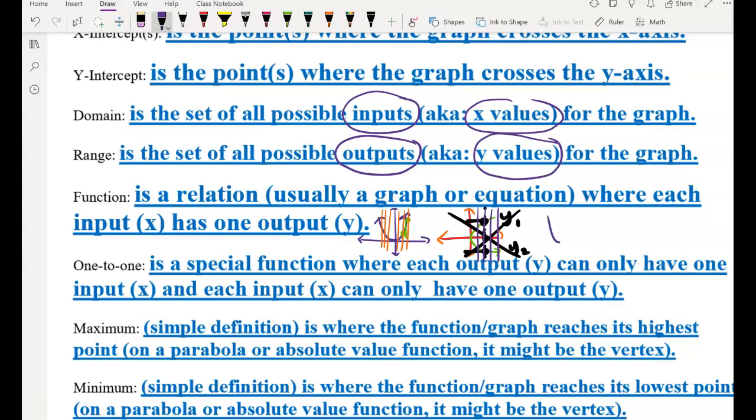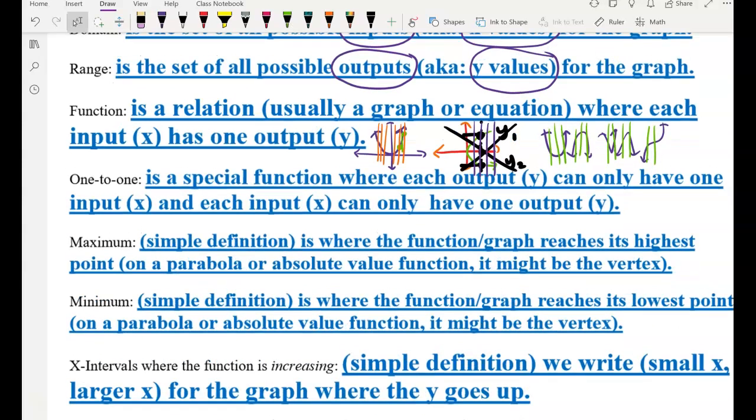So a function would be a parabola. It can be upside down or right side up, a V-shaped graph, so that's an absolute value graph, and even a cubic graph, okay, like this. Anything that, if we were to make a vertical line test, it would only cross over one time, okay? So any vertical line test that we graph can only intersect it one time.